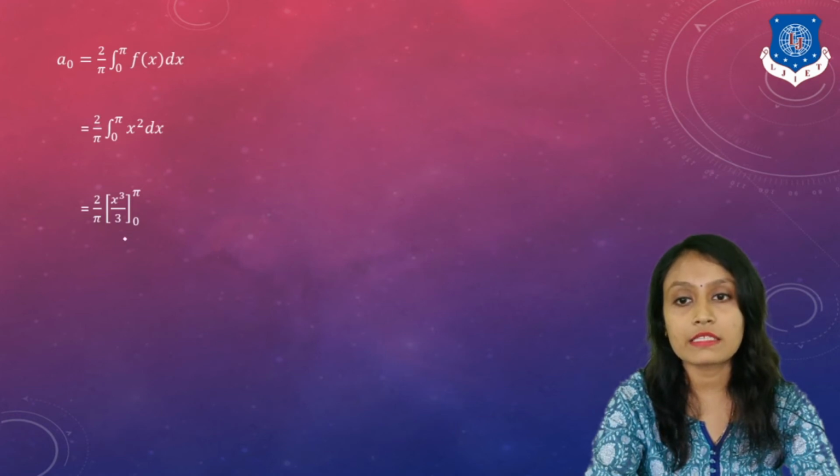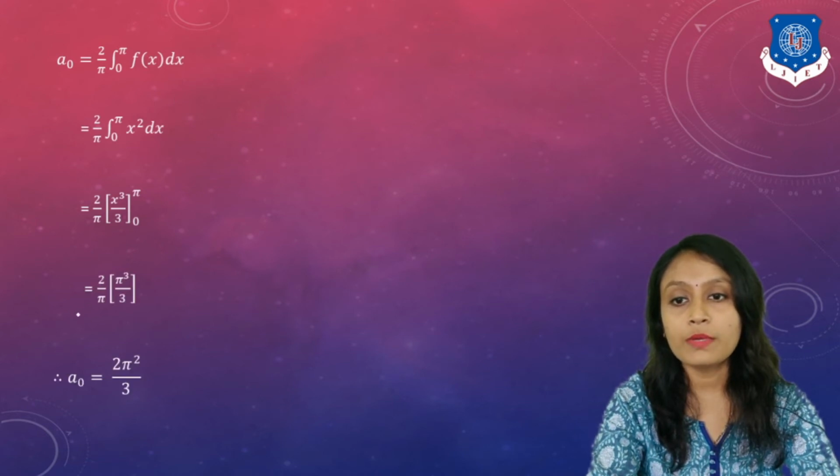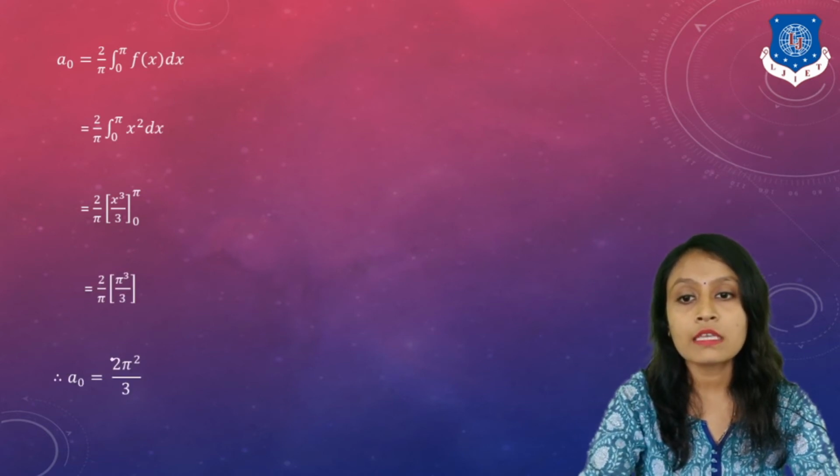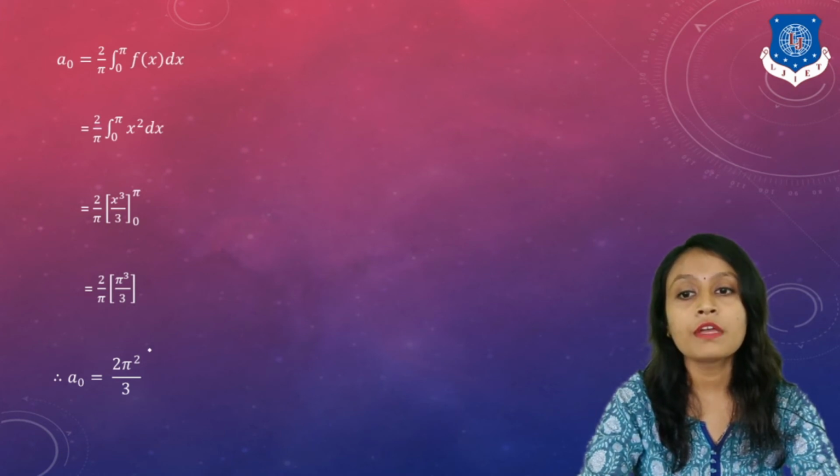Okay, so let's discuss a0. So a0 is what? 2 upon pi integration 0 to pi f of x dx. Substitute the value of function f of x. So here we have 2 upon pi integration 0 to pi x square dx. Integrate it, so you will get x cubed by 3, and the limit is 0 to pi. Substitute the limit and simplify, so you will get the answer of a0 as 2 pi square upon 3. Okay, so this is the answer of a0.